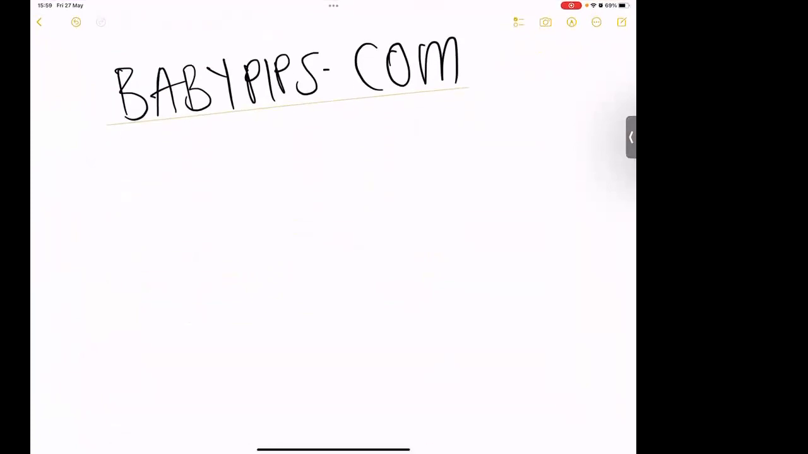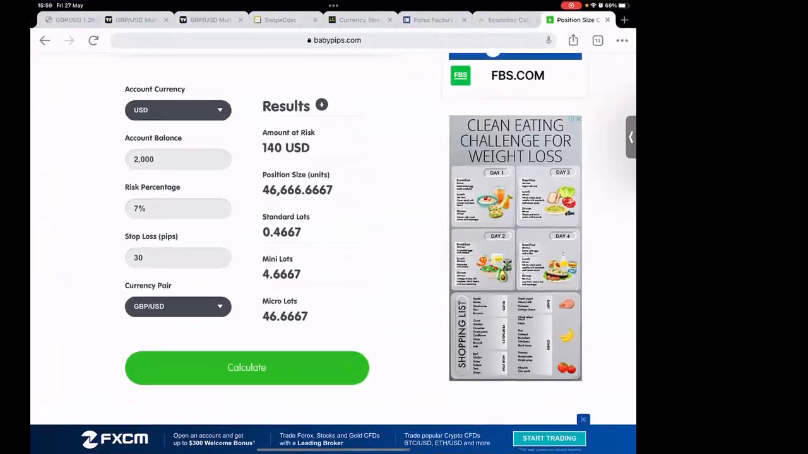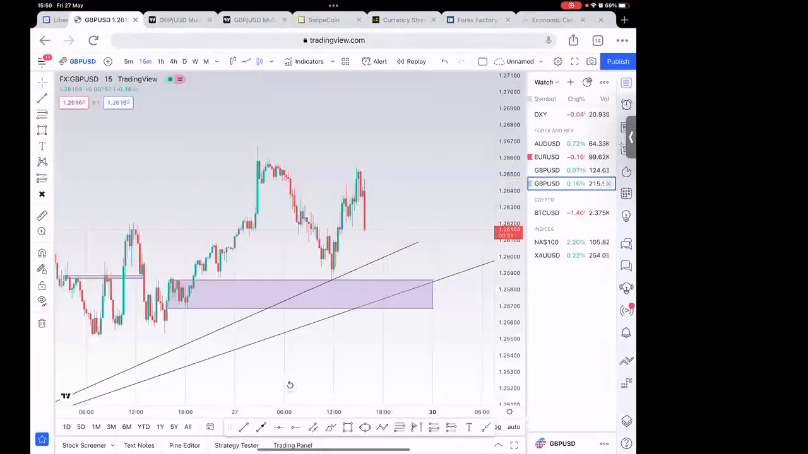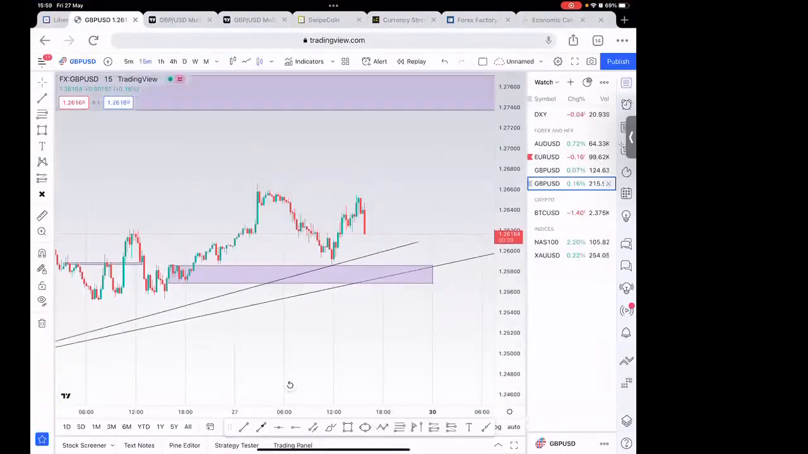Imagine, or let's use the real life chart. So I took this trade, GBP/USD.